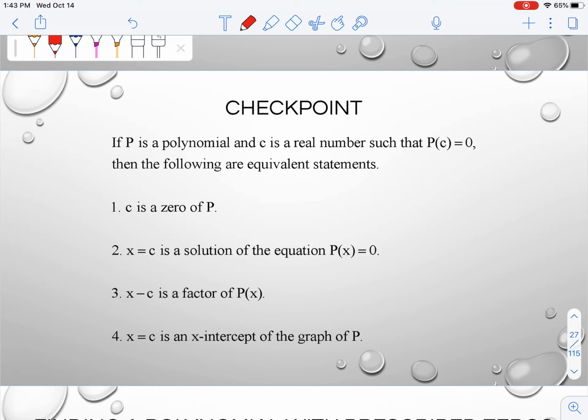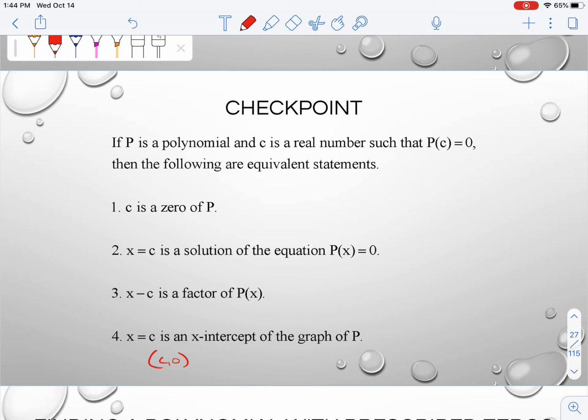So real quick checkpoint, some of these things I've talked about a bunch, and maybe you picked up some of these things, maybe you haven't, right? But if I have a polynomial p and c is some real number such that p of c equals 0, then the following are all true statements. C is a 0 of the polynomial p. X equals c is a solution to the equation p of x equals 0. X minus c is a factor of the polynomial function p of x. And x equals c, or c comma 0, is an x-intercept of the graph of the polynomial function p.